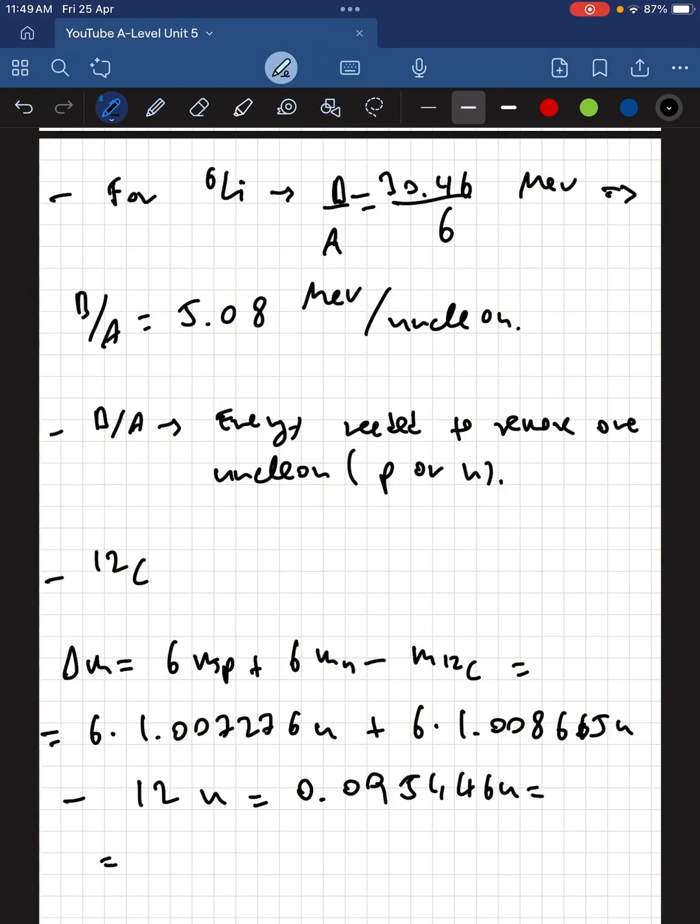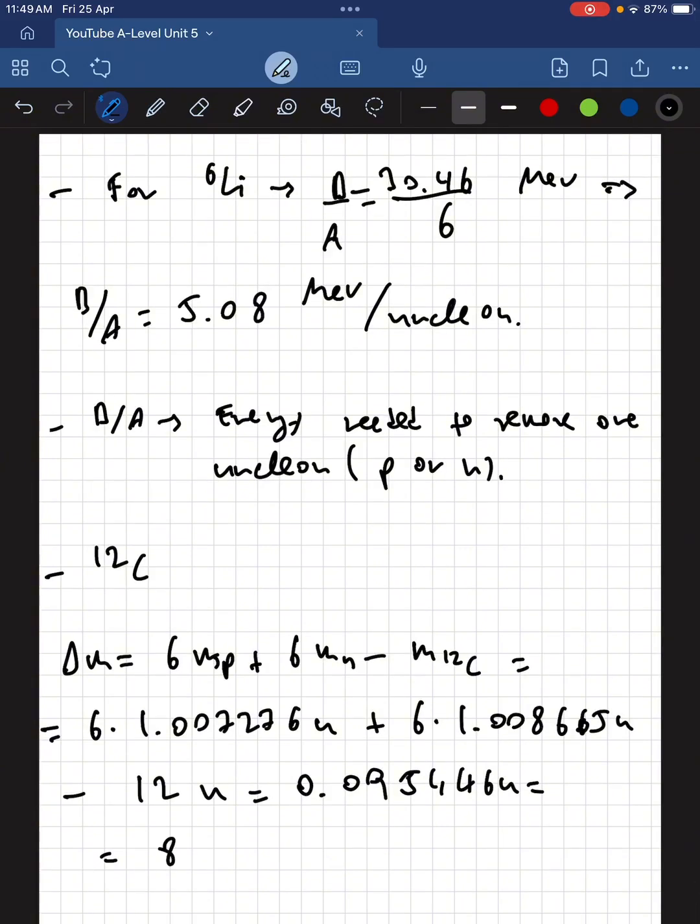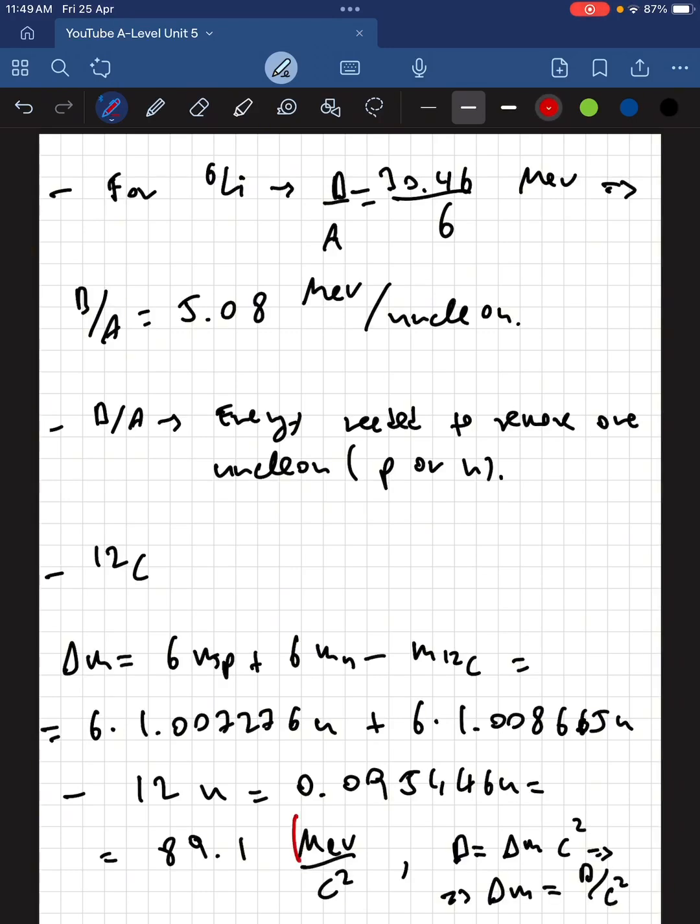Okay. So this is equal to 0.095646 u, which corresponds to, I'm going to convert this immediately to MeV, 89.1 MeV. But this is a mass. Mass is not energy, right? So we have to divide by c squared. And to see this, recall that binding energy is delta M times c squared. So delta M is binding energy over c squared. So here is my binding energy, and here I divide by c squared. So MeV over c squared is a unit of mass, actually. So it's another unit of mass we can use.